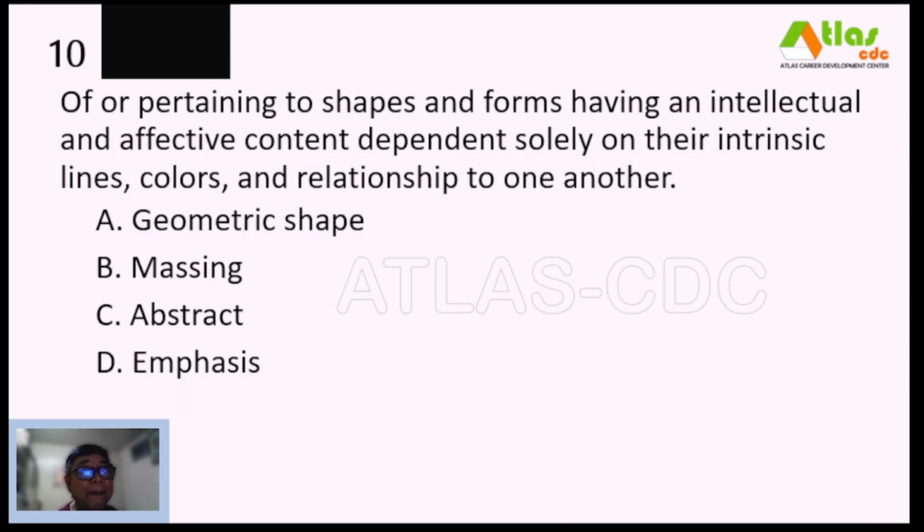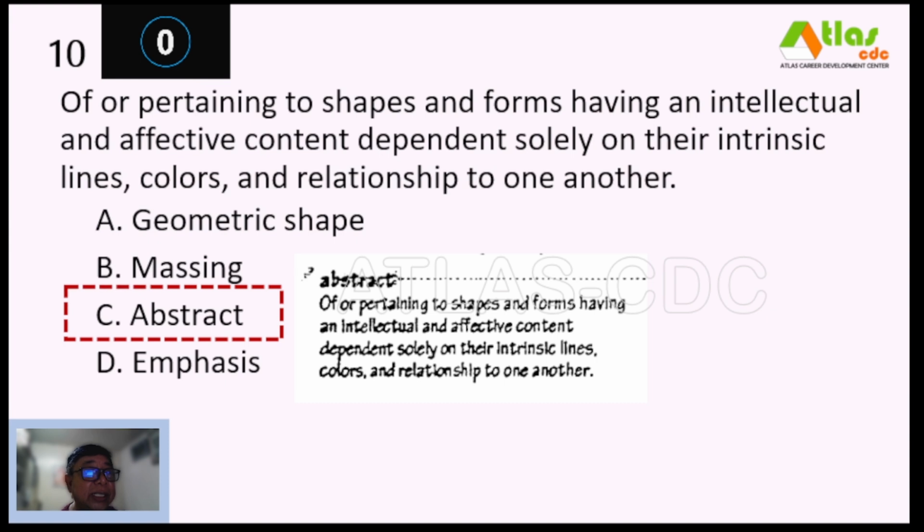Number 10, of or pertaining to shapes and forms having an intellectual and affective content dependent solely on their intrinsic lines, colors, and relationship to one another. A. Geometric shape, B. Massing, C. Abstract, and D. Emphasis. And our correct answer is letter C, abstract. So that is the definition as per D.K. Ching's Visual Dictionary of Architecture.